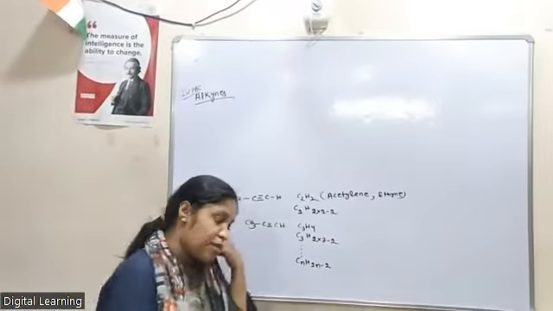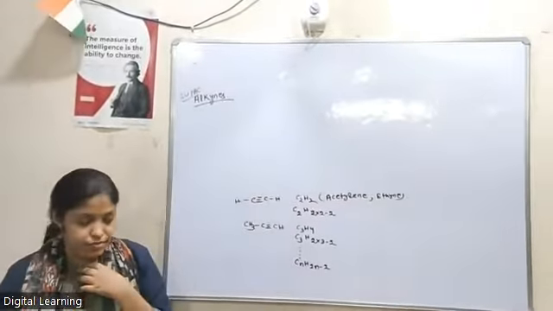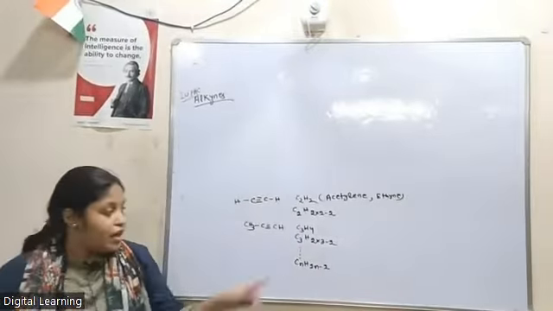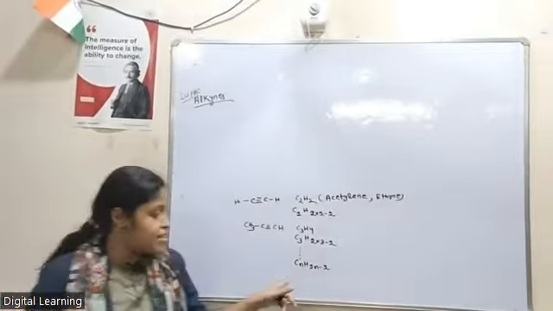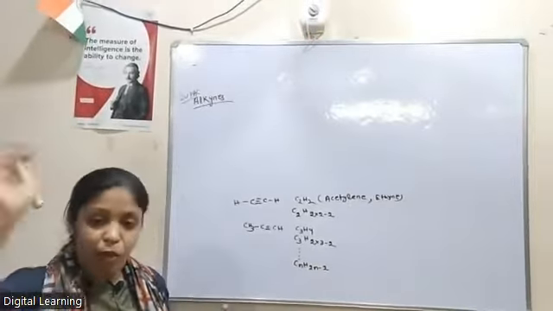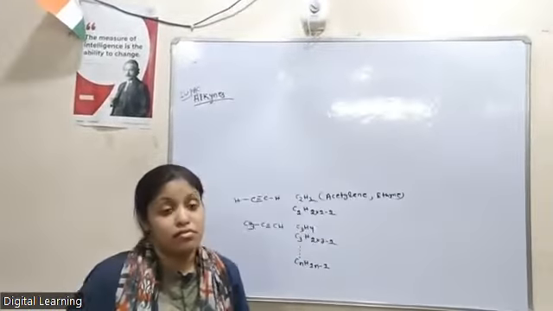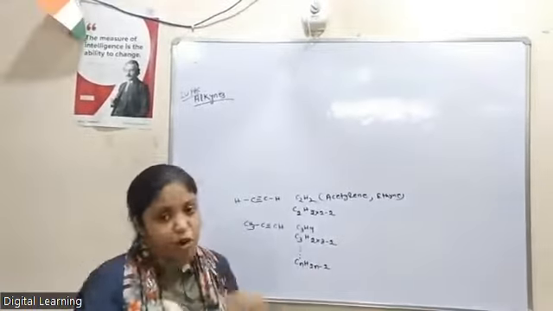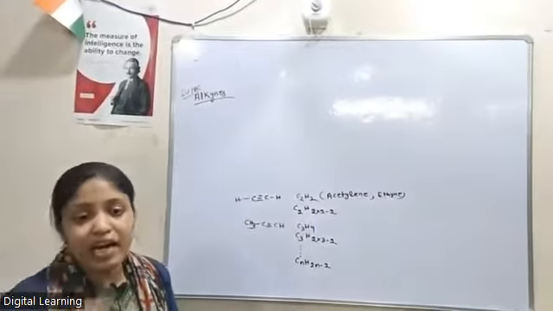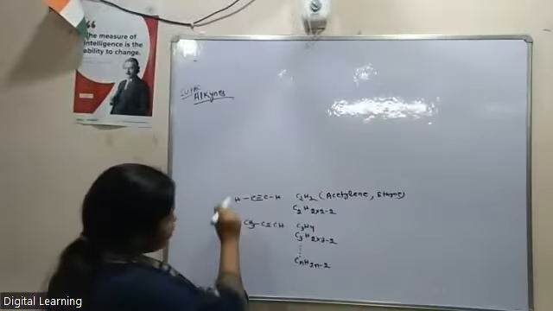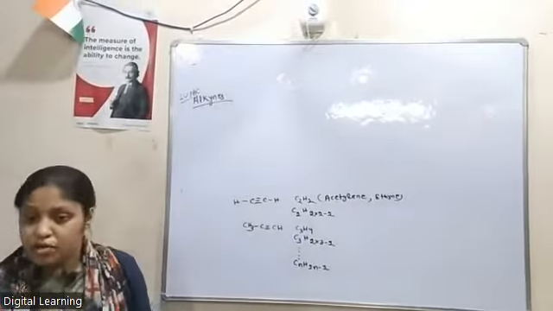Write down the general molecular formula of alkyne. The general molecular formula of alkyne is CnH2n minus 2, where n is equal to 2, 3, 4, etc. n cannot be 1. Whatever the number of carbons, the hydrogens will be 2 times n minus 2. Then the general representation.